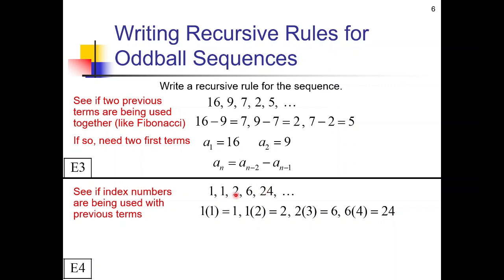So we have our base case of, we just need 1 in this case, just 1 here. But then our recursive formula, we're going to have n minus 1, that's the index of the last term, times the last term, a sub n minus 1. And that's what we needed for this one.